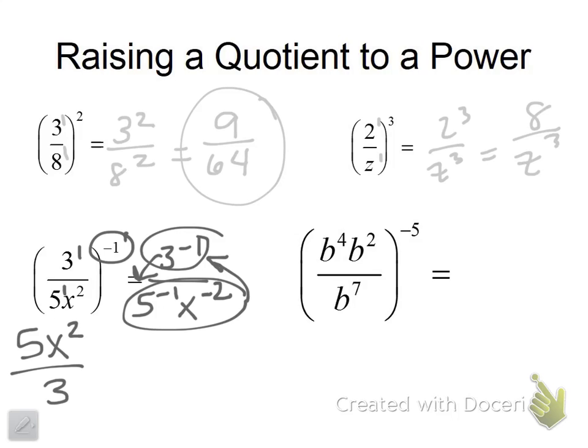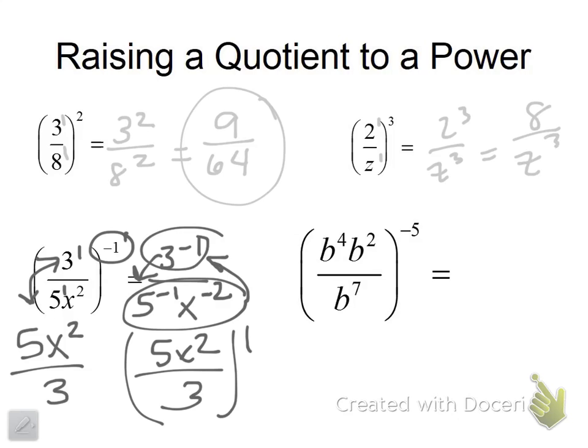What I could have also done was automatically just flip-flop these. So I would have got 5x squared over 3 to the 1, because that negative shows that I would flip-flop everything that's inside of it. So this is going to be the same answer, because if I distribute the 1, it's going to give me the same thing. So this one, I could combine inside of my parentheses if I wanted.